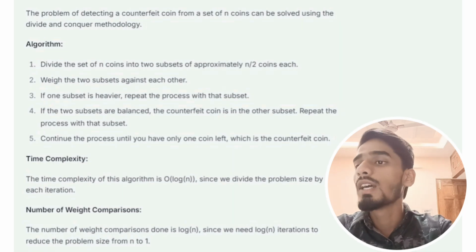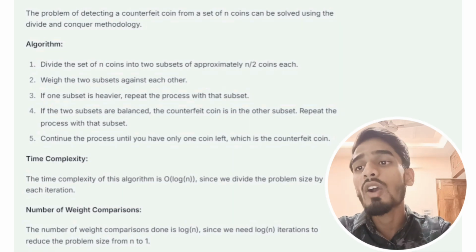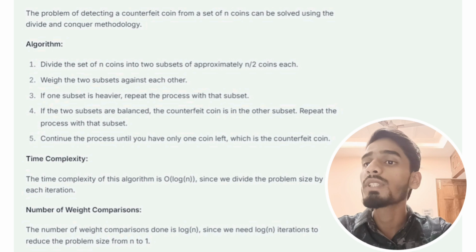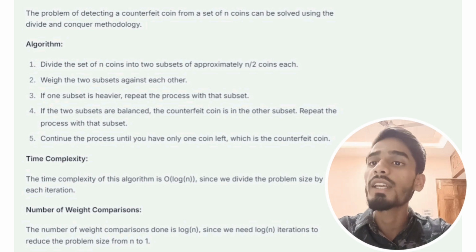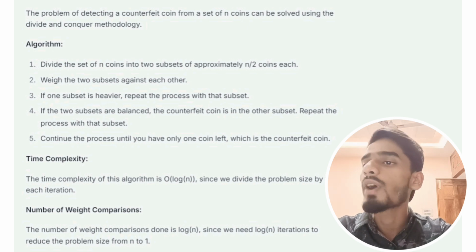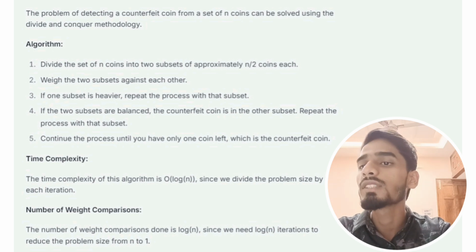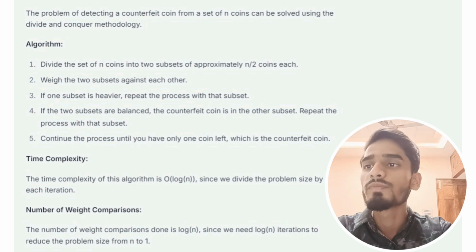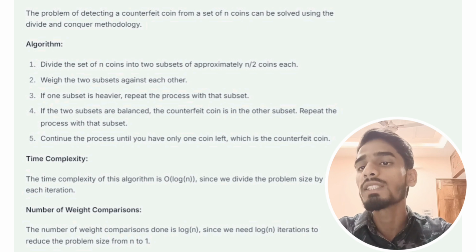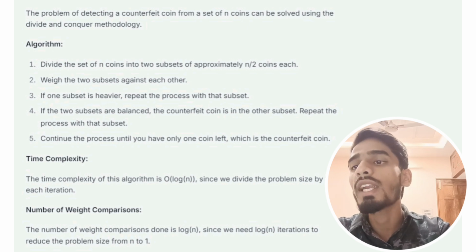Next, let us explain detecting a counterfeit coin from a set of n greater than 1 coins using the divide and conquer methodology. How many weight comparisons are done? The problem of detecting a counterfeit coin from a set of n coins can be solved using the divide and conquer methodology. First, let us see the algorithm.